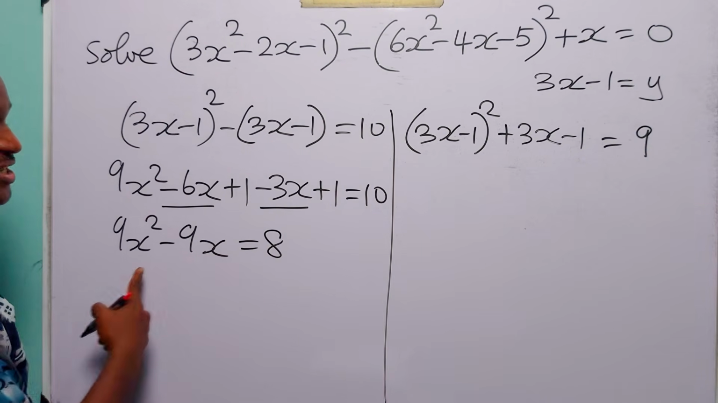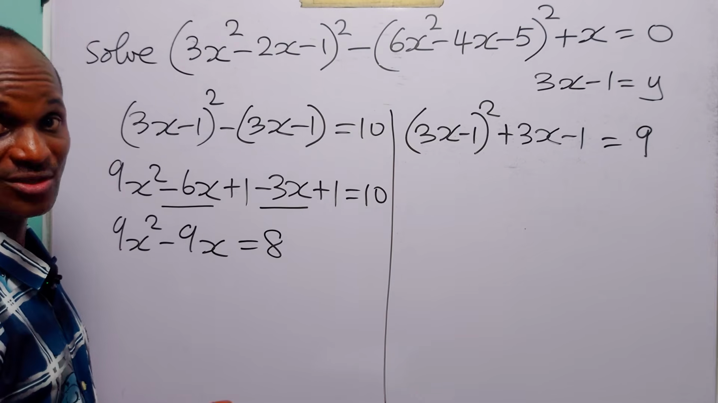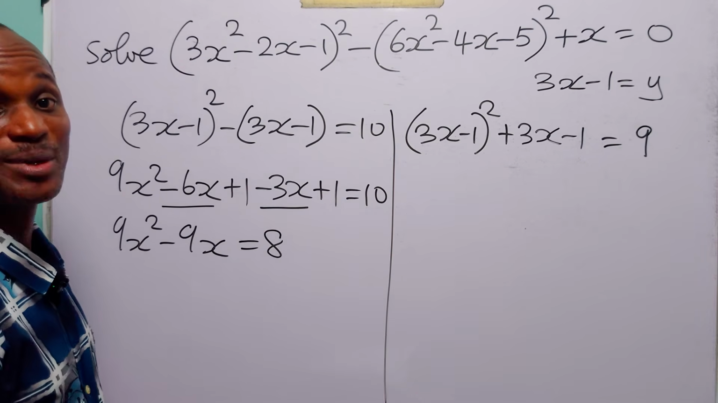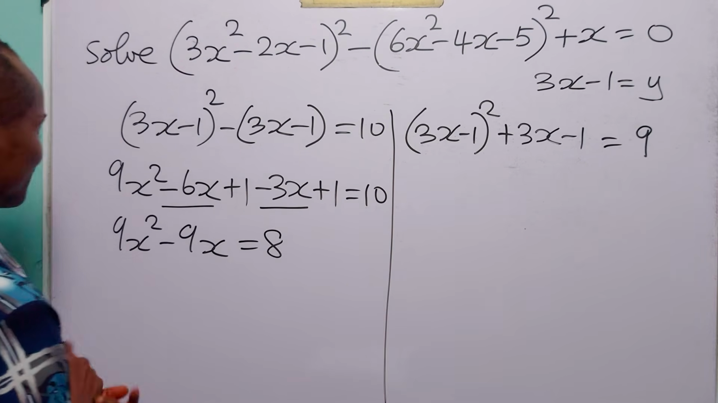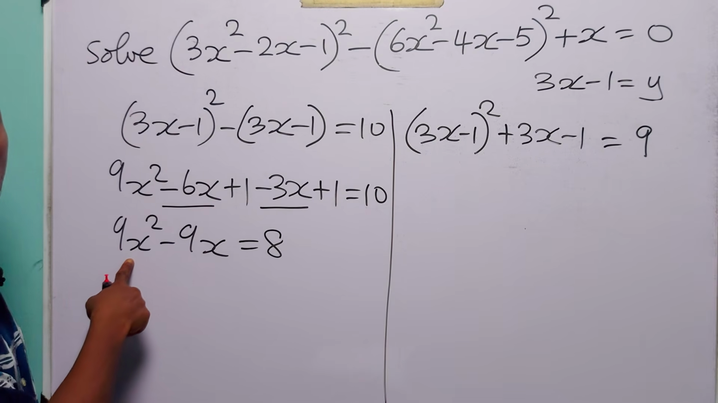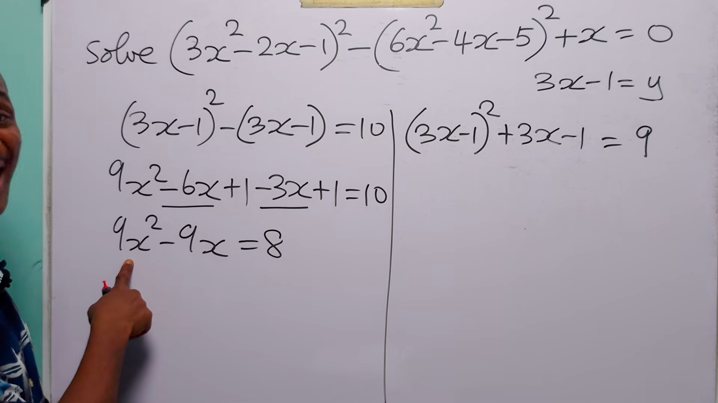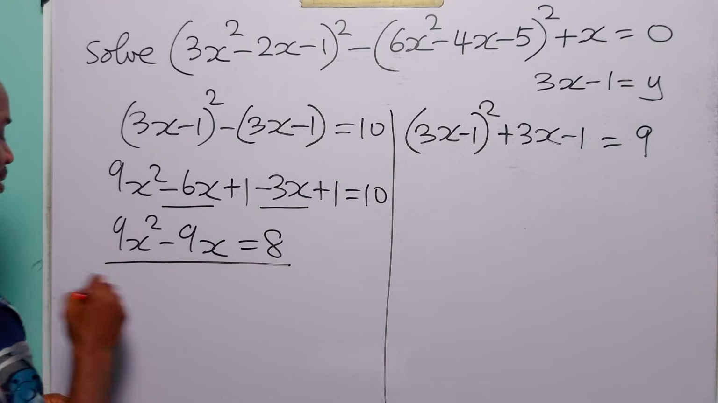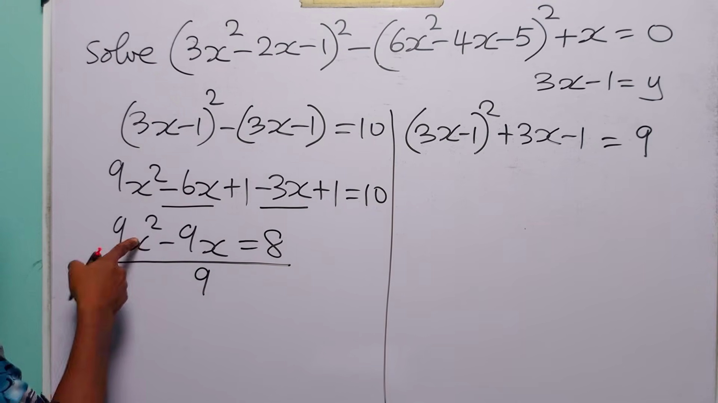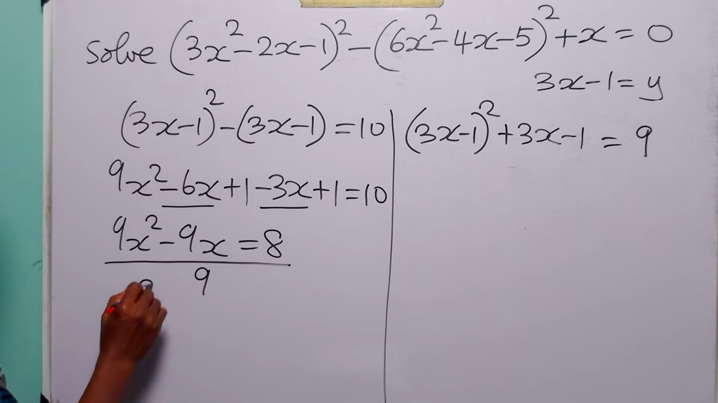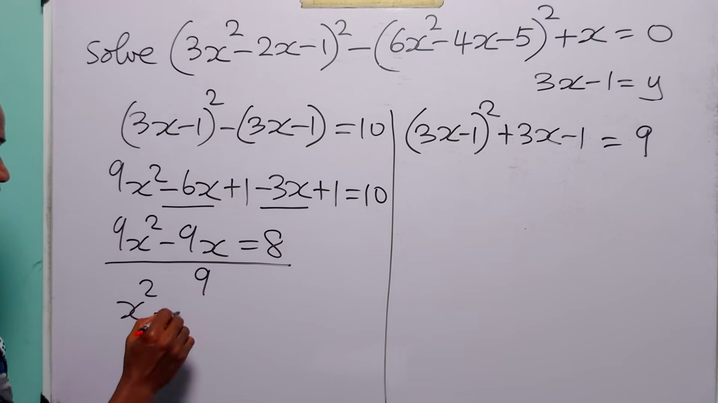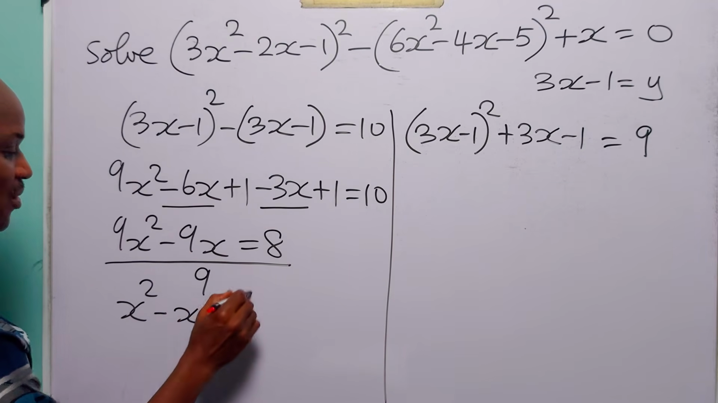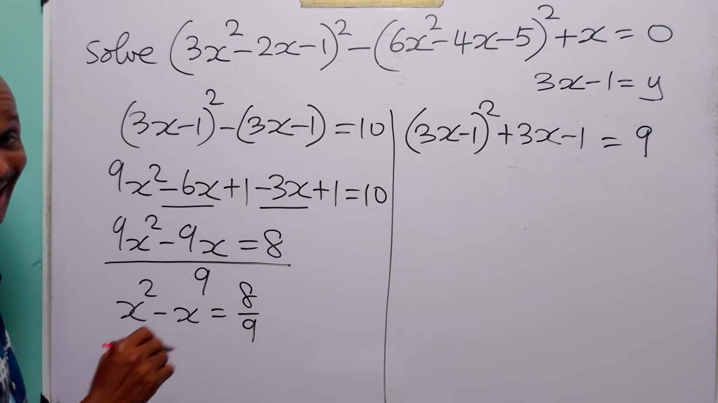Now we cannot solve this quadratic equation by factorization, so let us solve it using the completing the square method. Of course, the first thing we are going to do is to make sure that the coefficient of x squared is 1. So we divide through this equation by 9. When we do that, we have x squared minus x is equal to 8 over 9.